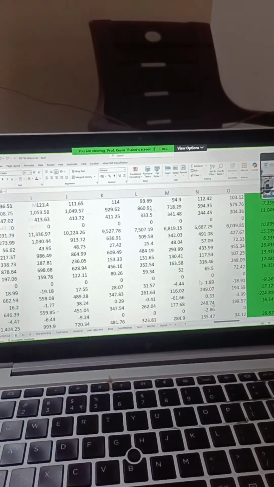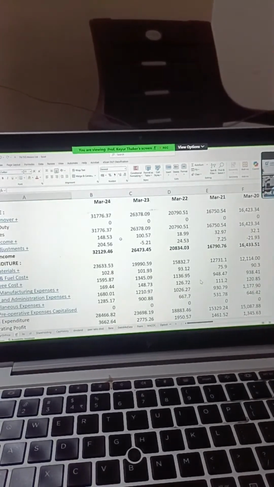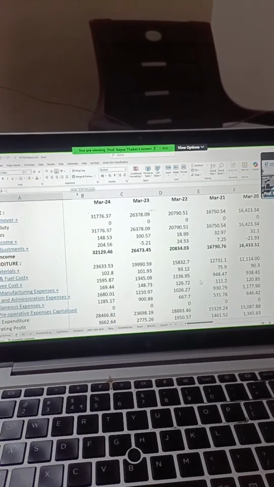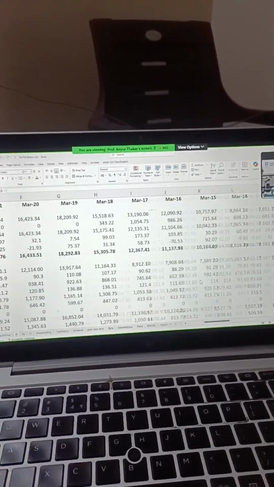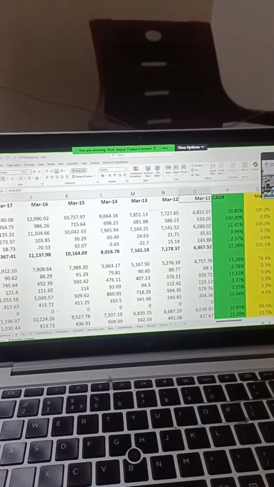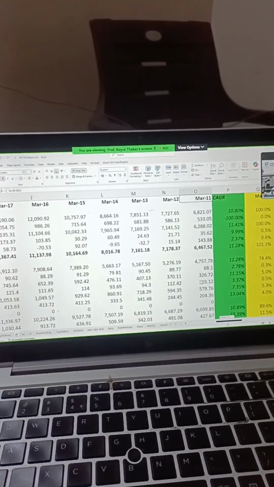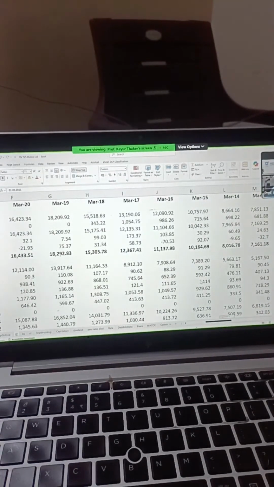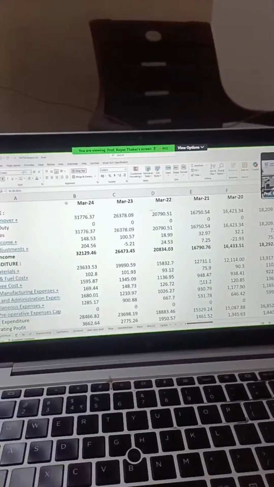So what I have is a very long data set, from March 2011. I started teaching that, and every year I kept adding the data. Then my sheet became so big that I stopped adding. So basically, what you see here is an income statement over the last several years.